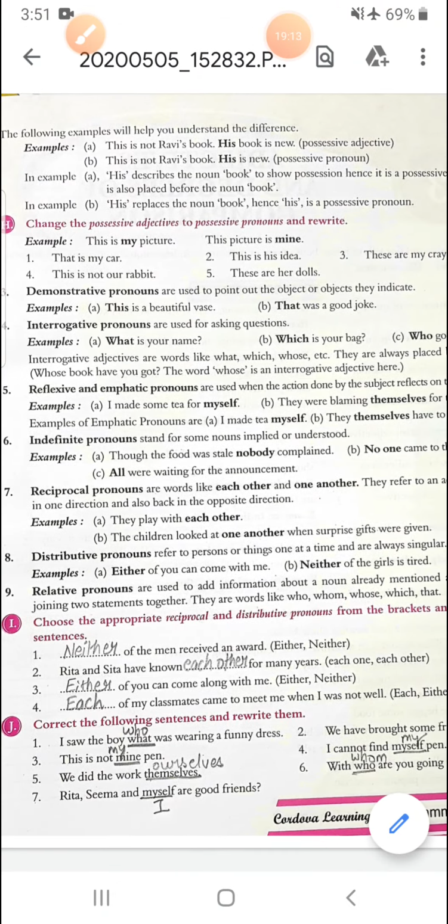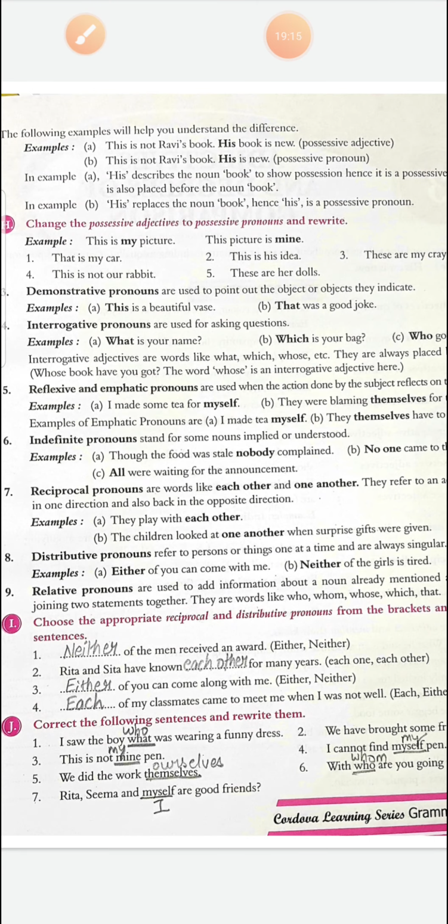I hope everything is clear. You have done all the exercises. Revise all the kinds of pronouns once again, and then you will see that it is very easy to do all the exercises. Alright, this much is there in this chapter.